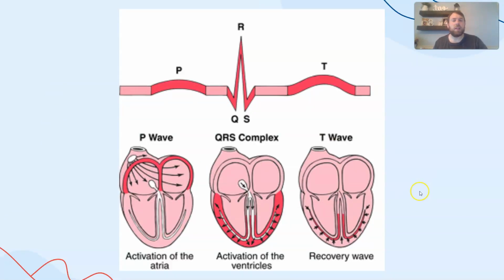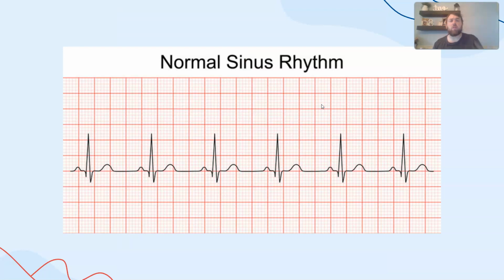I want to remind you that the PQRST waves of an EKG are based on what's happening in the heart conduction system. The P wave identifies what is happening in the atria, specifically what's activated in the atria. The QRS complex is specific to the activation of the ventricles, and the T wave is based on the recovery of those ventricles. So we can see pretty typically the PQRS complex followed by the recovery stage, the T wave. So this would be a normal sinus rhythm.